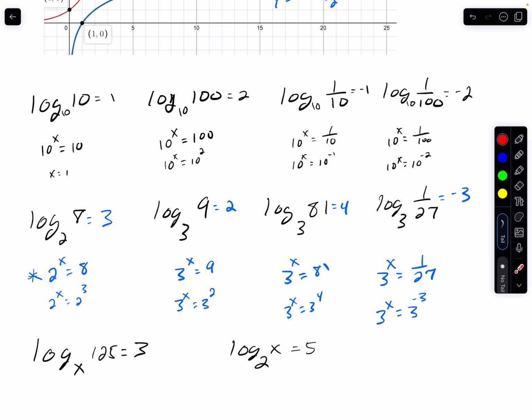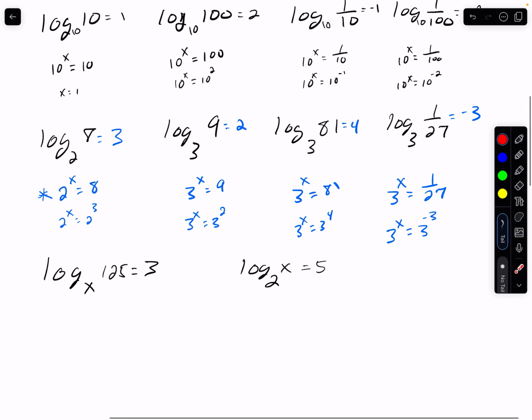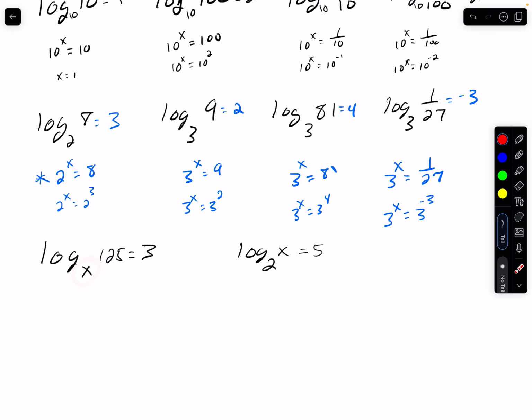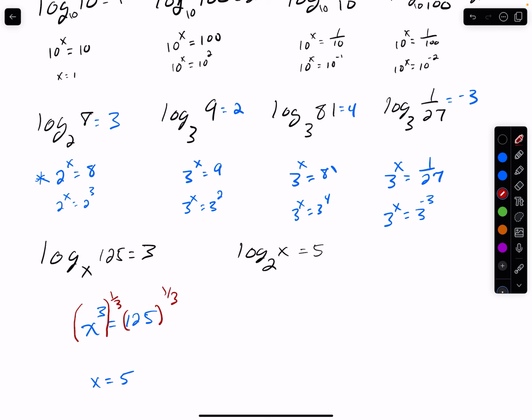Negative 3. Last little one is what happens if I have a variable in the base, or what happens if I'm taking a log of a variable. This is where I think it's super helpful to rewrite your equation. So x to the third power is 125. What number to the third power is 125? Our answer is 5. Now, for those of you who are algebra heavy people, we can raise to the 1/3 power, and this is going to cancel out and we're just going to get x.